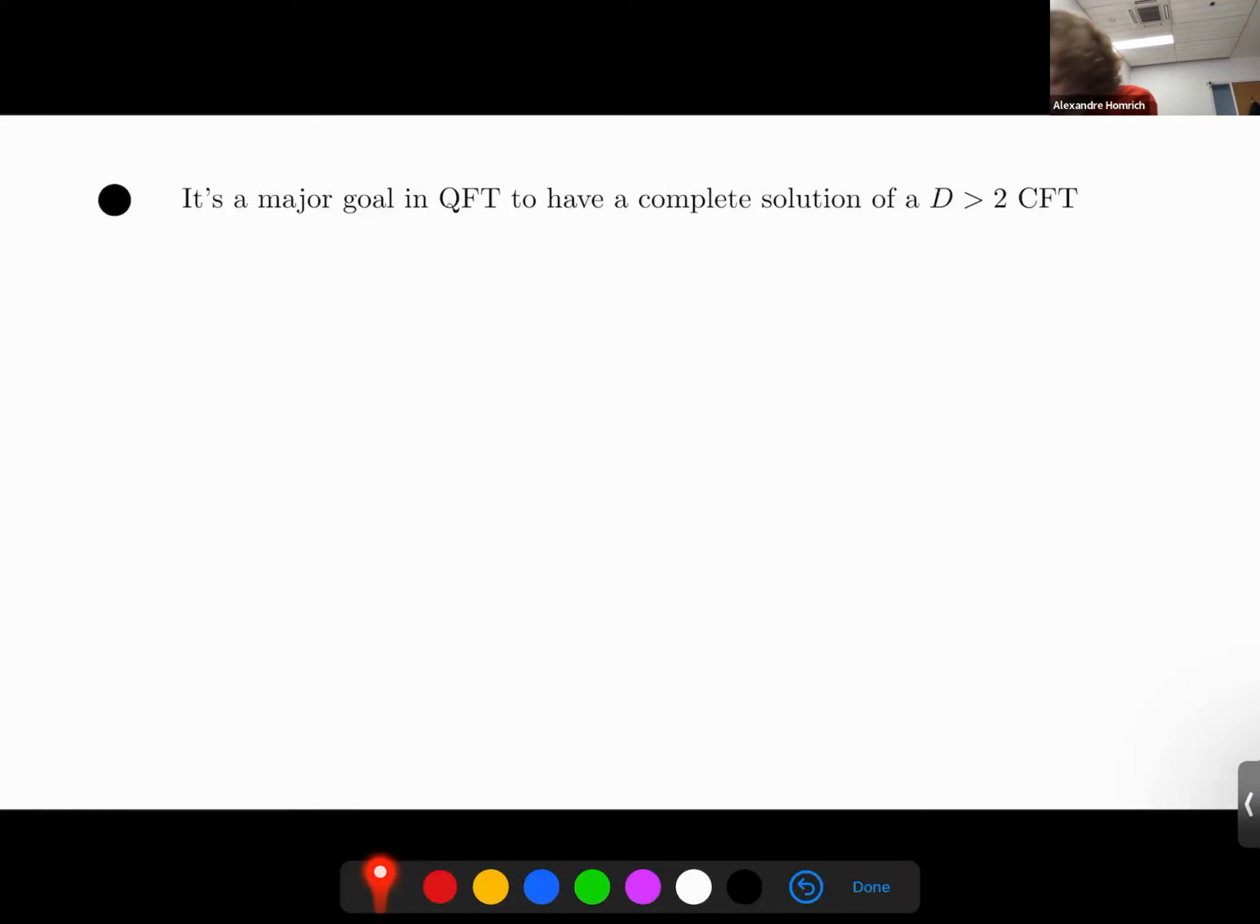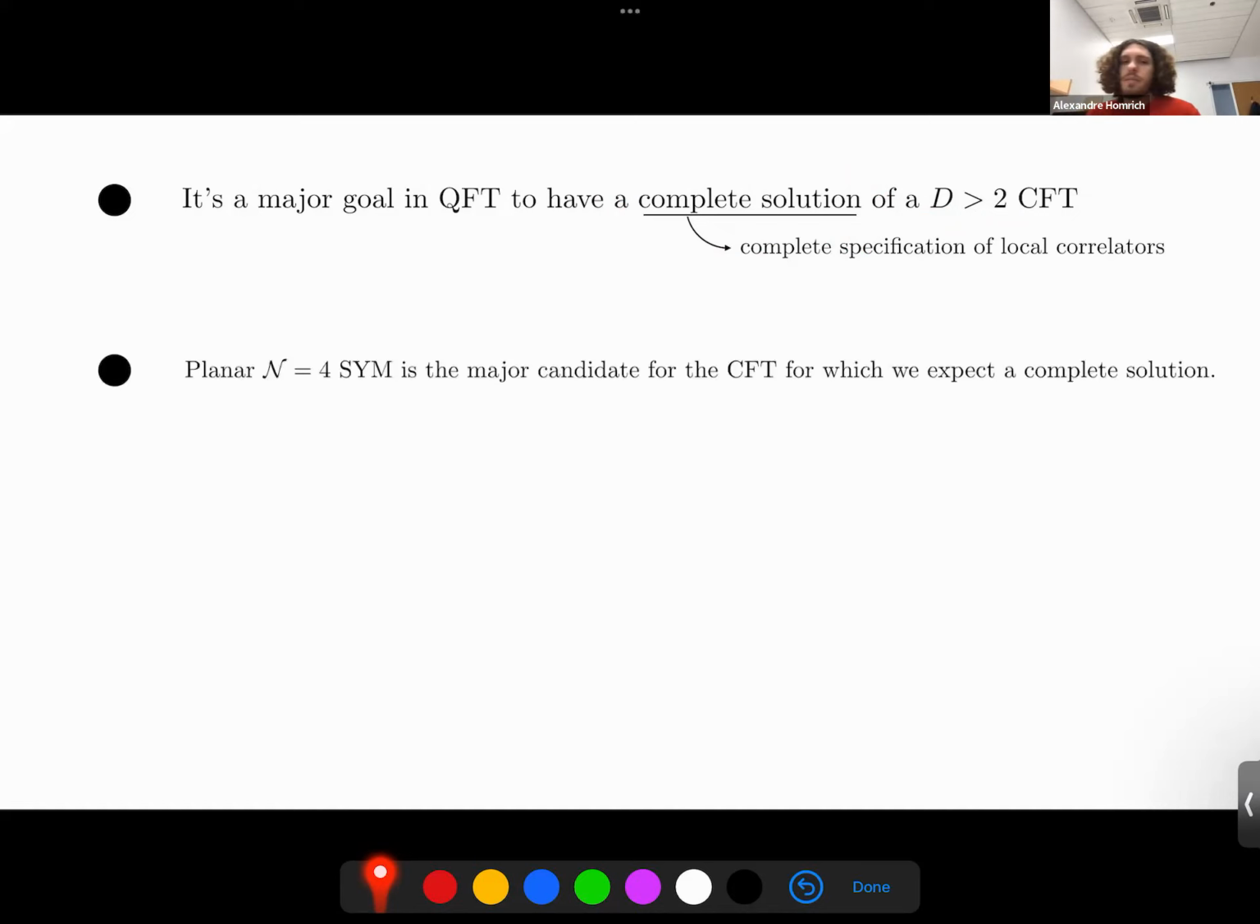But having made this disclaimer, it's been a major goal for a while in the QFT community to have a complete solution of CFT in D greater than 2. And by complete solution, I mean a complete specification of all the local correlators in the theory. So arbitrary correlation functions of local operators. Now, a major candidate for the first CFT for which this could be realized is planar N=4 super Yang-Mills.